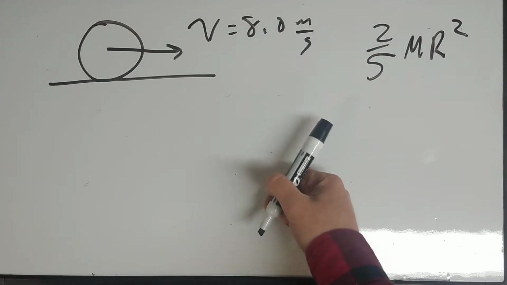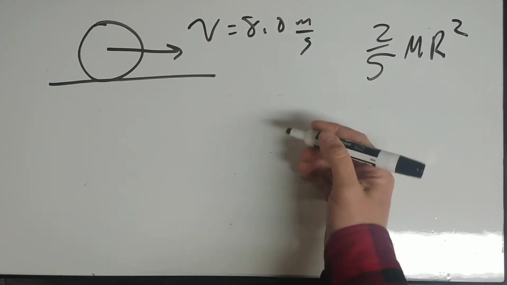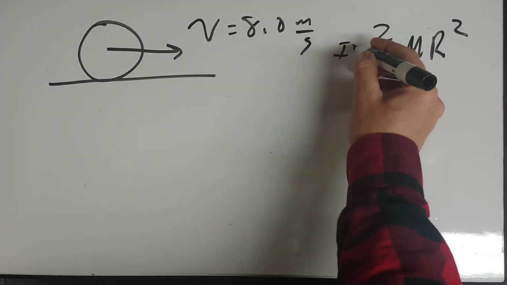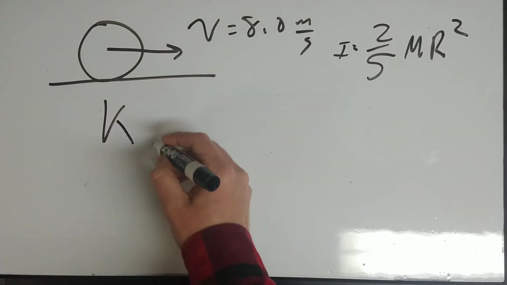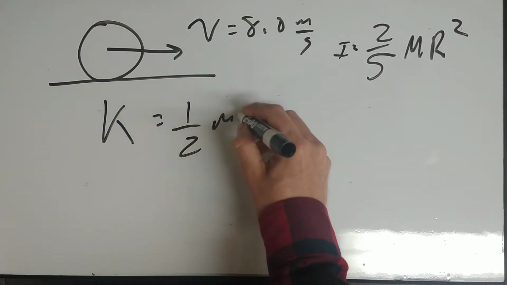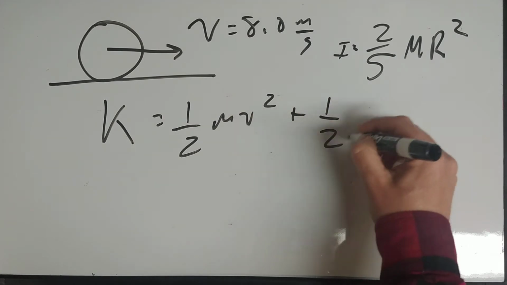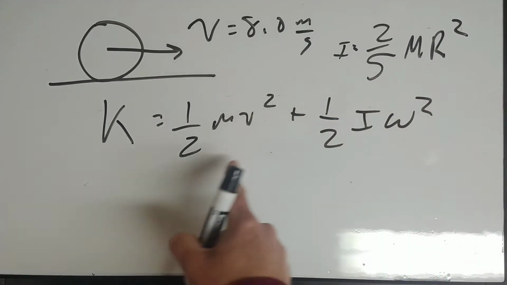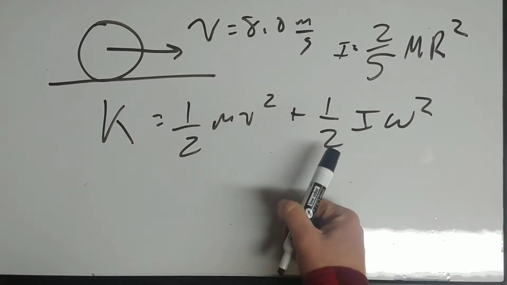Sorry about the way I have to type that stuff in there. It's just the easiest way to do it. So that's the moment of inertia there. So the total kinetic energy is 1/2 mv squared plus 1/2 I omega squared, right? You've got to have both components there.